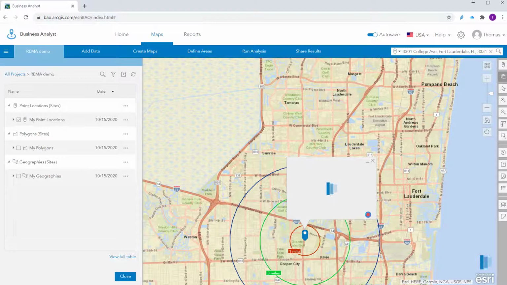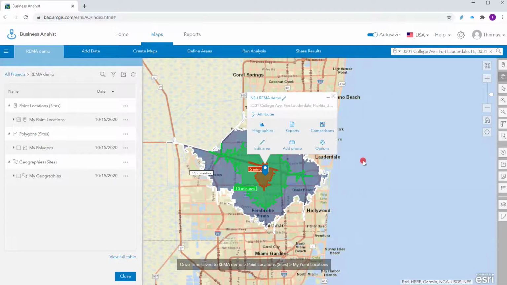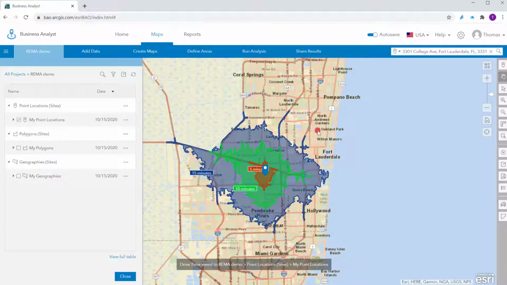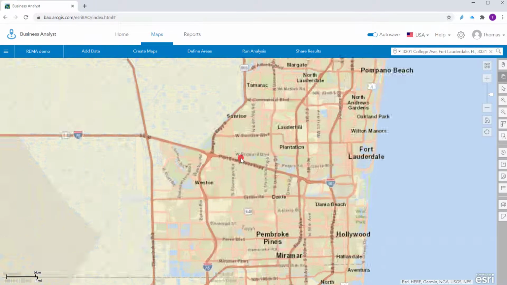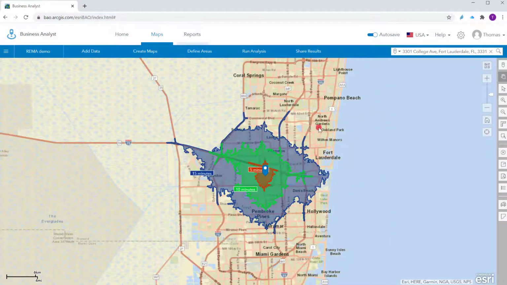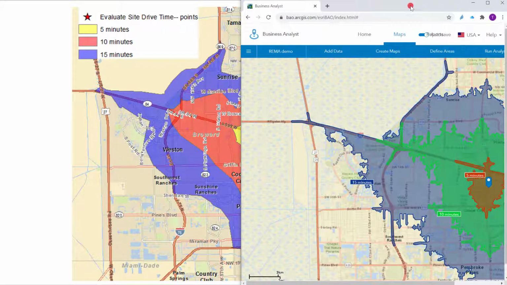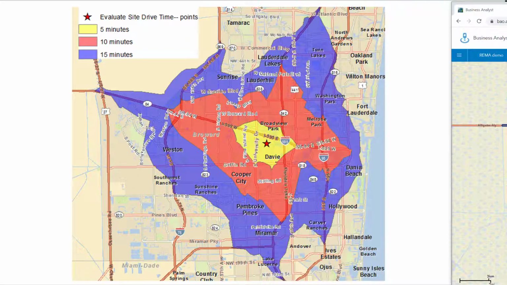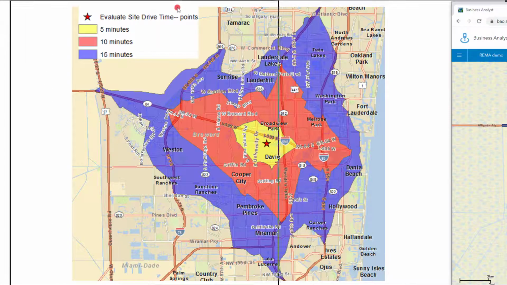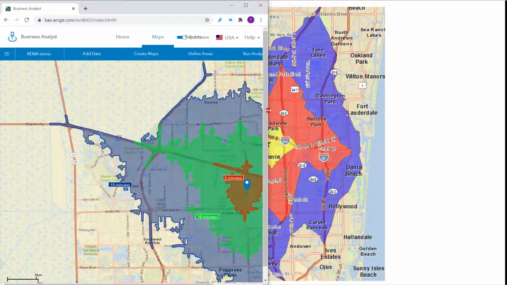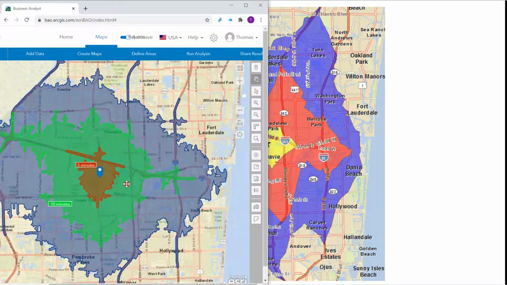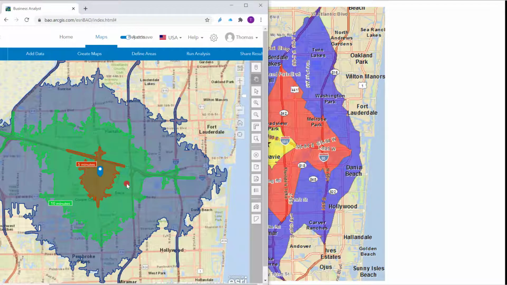It takes a moment. Let's do a side-by-side from a few years ago. Let's zoom in. Now I can see side-by-side, a few years ago, today. Certainly a little bit different.